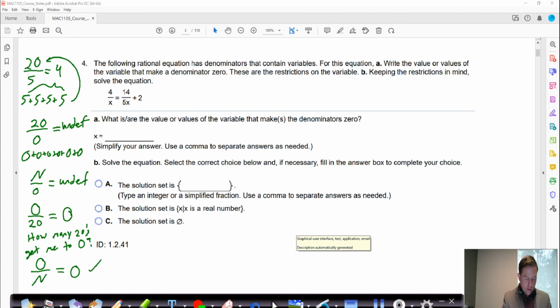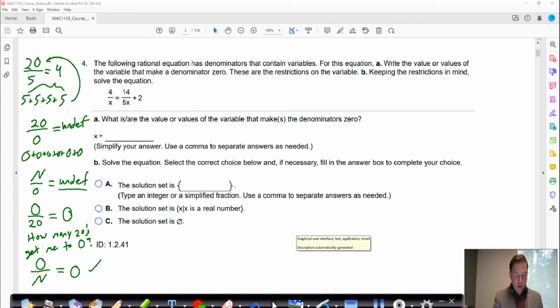This one works, this one does not. So a number divided by 0 is undefined, but a number divided into 0 is 0. It can work that way. So 0 on top is not a problem. 0 on the bottom is a problem.